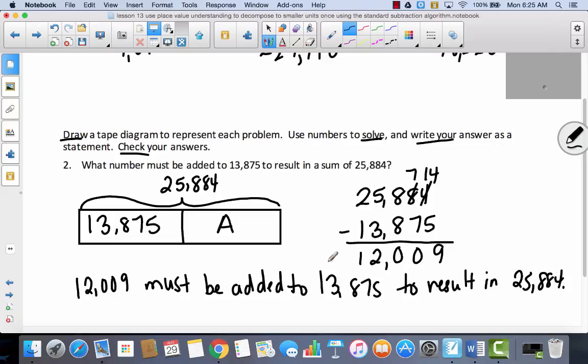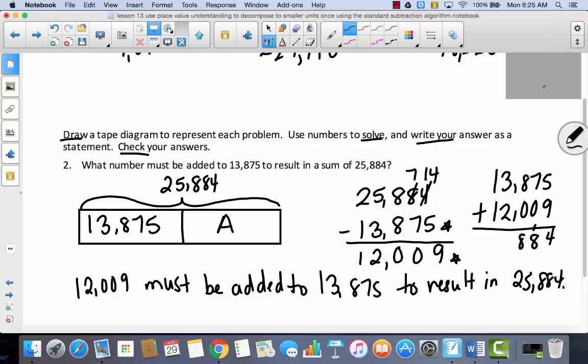Now it says to check our answer. So how do you check a subtraction problem? Well, you take your answer and you add it to the number that you are subtracting to see if you get the total. So we're going to take 13,875 and we're going to add it to 12,009 and see if we get 25,884. So let's try this. 5 plus 9 makes 14. And then 7 plus 1 makes 8. And then 8 and 0 makes 8. And 3 and 2 make 5. And 1 and 1 make 2. So we got 25,884. So because these match, then they check. So that means that our answer is correct.